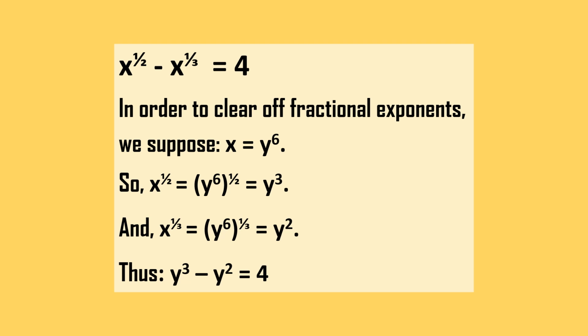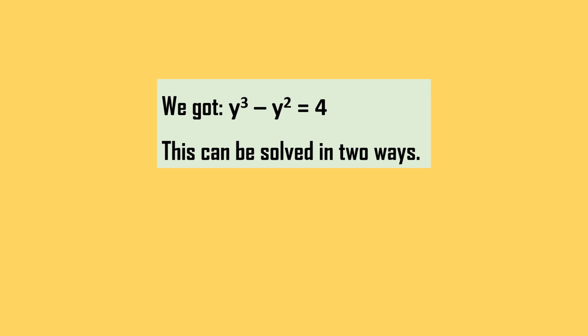So now we solve the equation. y power 3 minus y power 2 is equal to 4. Remember that we need only the integer solution. We put x power 6 is equal to y. All the fractional powers were removed, and we got y power 3 minus y power 2 equal to 4. Now this can be solved in two ways. We shall show you both the ways side by side. So let us see how we can solve the equation y power 3 minus y square is equal to 4.